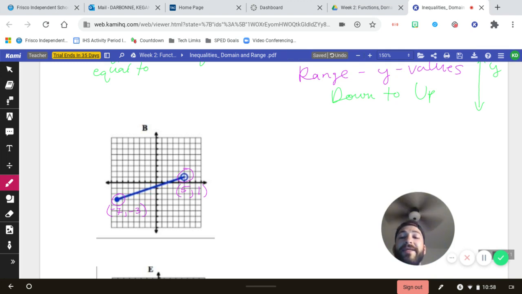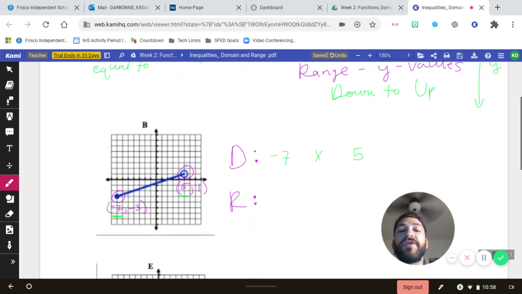Now we can combine this by using inequality notation to describe our domain, which is all of the x values included in the function, and our range, which is all of the y values included in the function. So our domain goes from -7 to 5. We put -7 on the left because it's the small number, we put 5 on the right, and we put x in the middle because domain has to do with x values.